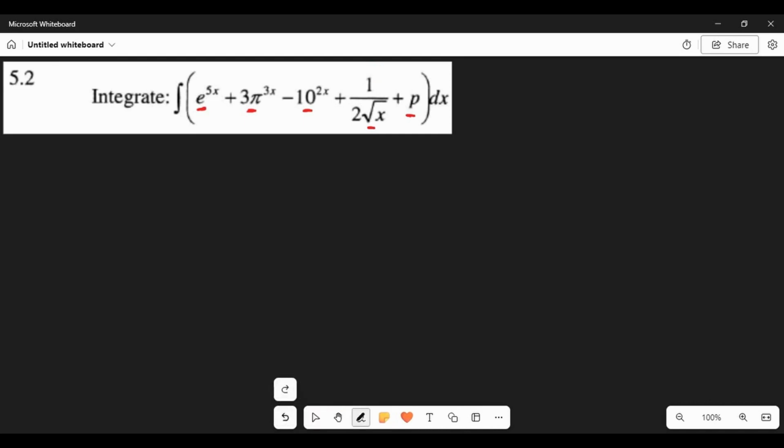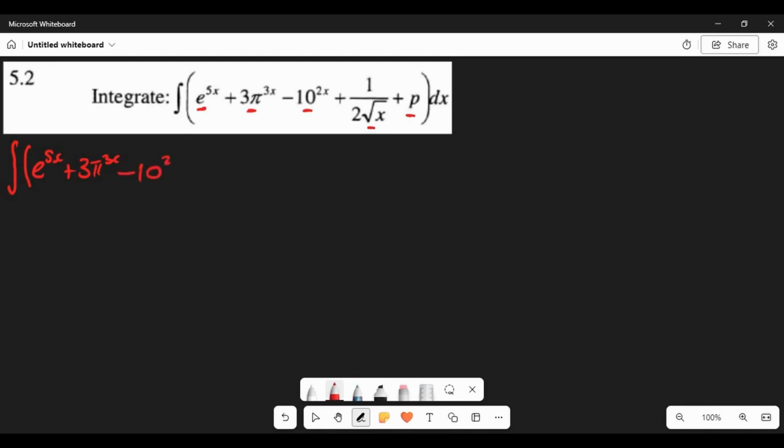So let's simplify it. Remember, when we are simplifying, the sigma and the dx always remain there. The first term, e to the power of 5x, is already simplified. The second term, 3 pi to the power of 3x, is already simplified. Minus 10 to the power of 2x is also simplified. Now, let's look at the fourth term. Let's first change this root into an exponent. We know that the square root is actually the exponent of half. So we write half there, plus p. Also, this one is simplified. So we're going to continue to simplify it further.